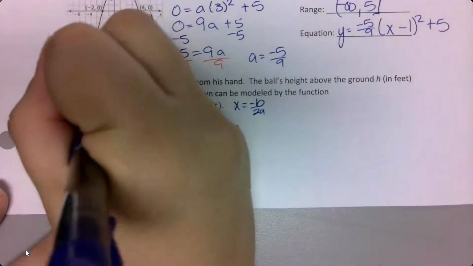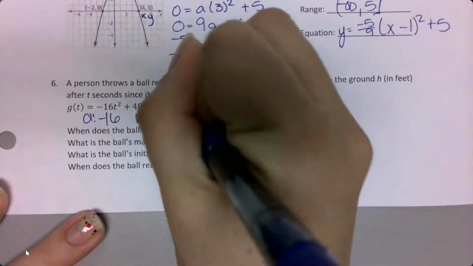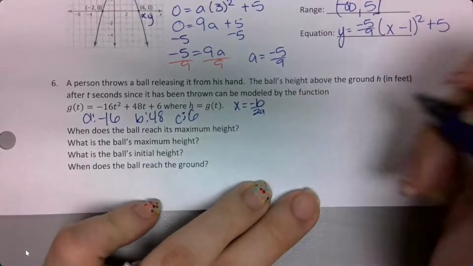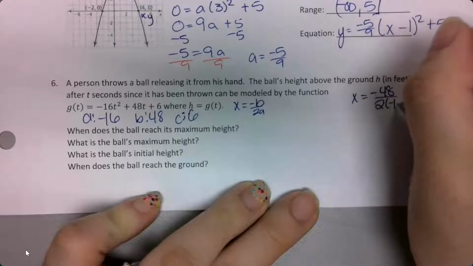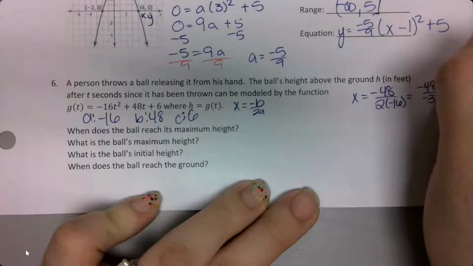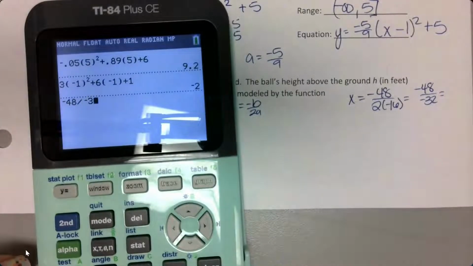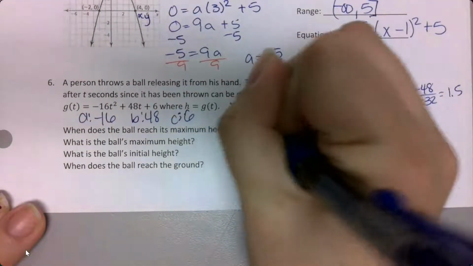So I'm going to start off by labeling my a, b, and c. A is negative 16, b is 48, and c is 6. So I'm going to plug in. I'll do my work off to the side. I have x equals negative 48 over 2 times negative 16. That is negative 48 over negative 32, which if I simplify on the calculator gets me 1.5. So this is 1.5 seconds.